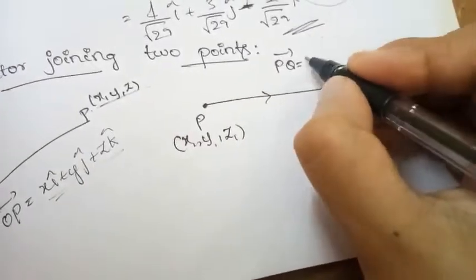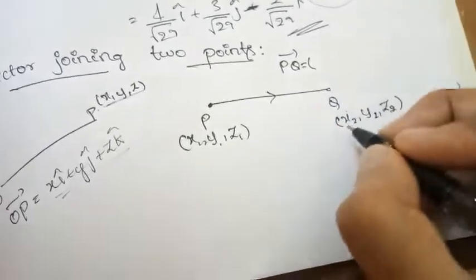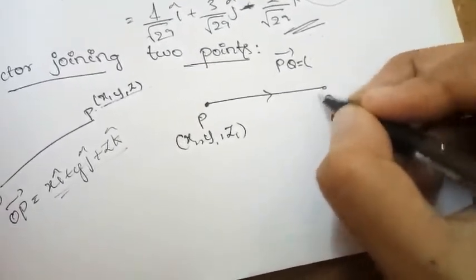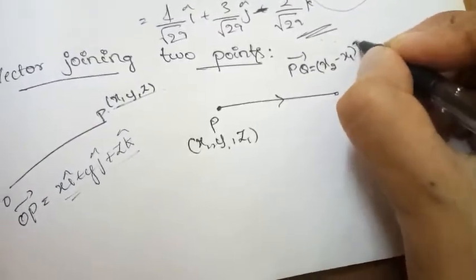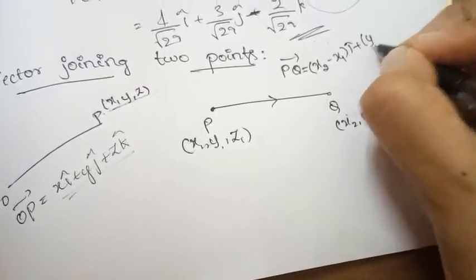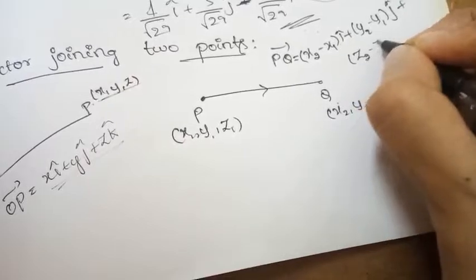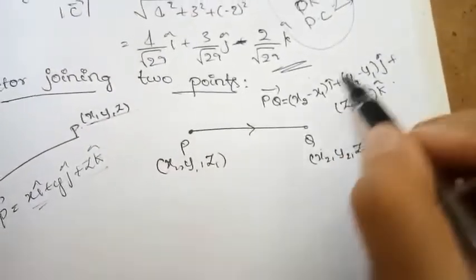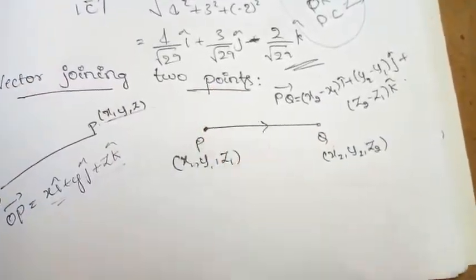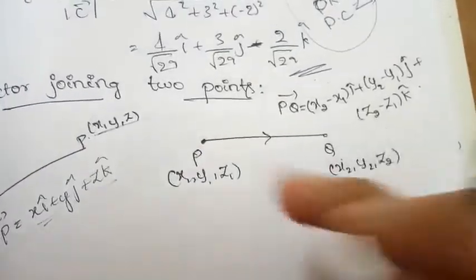So vector PQ is represented by writing the corresponding elements from the terminal point Q: x2 minus x1 i cap, and again y2 minus y1 j cap plus z2 minus z1 k cap. This is nothing but the component form of representing a vector joining any 2 points.